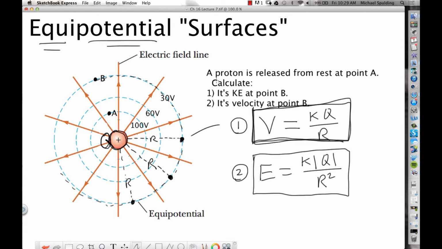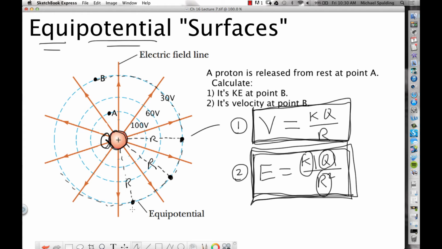Now, trick question. I want you to be on your A game here. Would these 3 points have the same electric field? Would the electric field be the same? Well, look, Q is the same, r is the same, k is the same. So you'd be like, oh yeah, man, these 3 points right here have the same electric field.